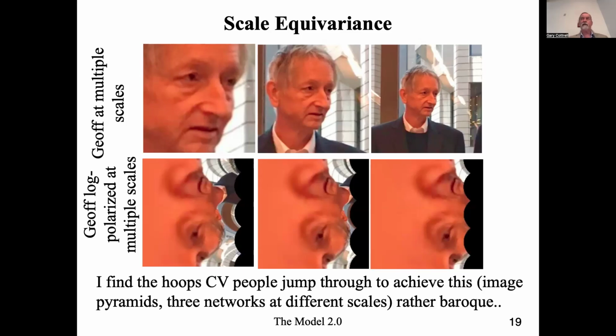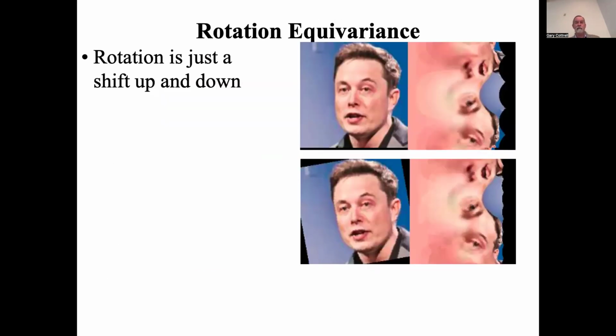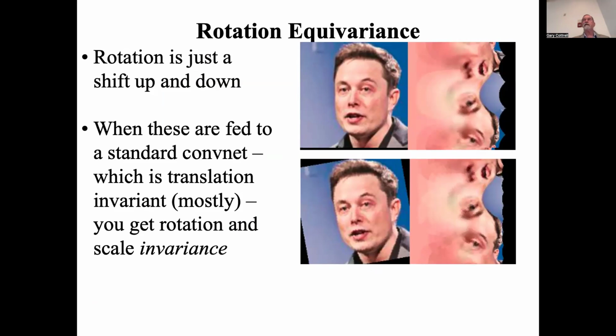And I find the hoops that computer vision people jump through to achieve this to be pretty baroque. Here's a face, and here's the face rotated slightly, and you can see that the representation in the log polar shifts up as you rotate them a little bit. Okay. And so when these are fed into a standard convolutional network, which is translation invariant mostly, you get rotation and scale invariance.